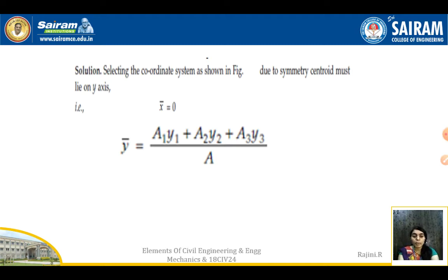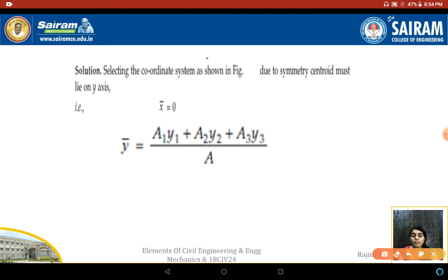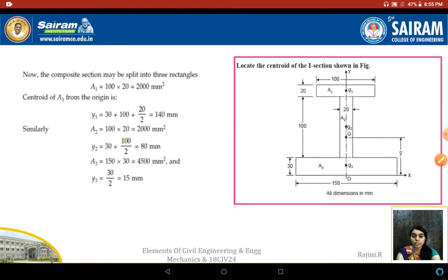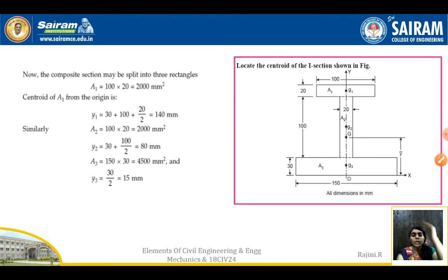What is the formula for y bar? In the figure you can see all the rectangles are attached inside the figure, so you have to take them as positive. That is a1 y1 plus a2 y2 plus a3 y3 divided by capital A. So this is your figure. Now, as usual, we will find all the a1, a2, a3 and y1, y2, y3. First we will see all the areas.